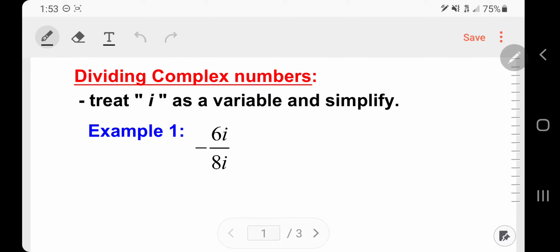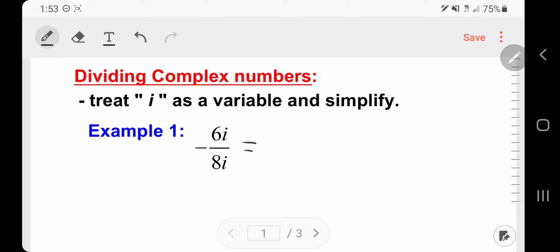Hey everyone. In this video, we're going to take a look at how to divide some complex and imaginary numbers. Okay, so in this first example here, we have a negative 6i divided by an 8i. Again, you're going to treat i pretty much as a variable in this kind of question, and you're going to simplify using our polynomial operation. So you're going to divide the coefficients and then subtract your exponents on your i.